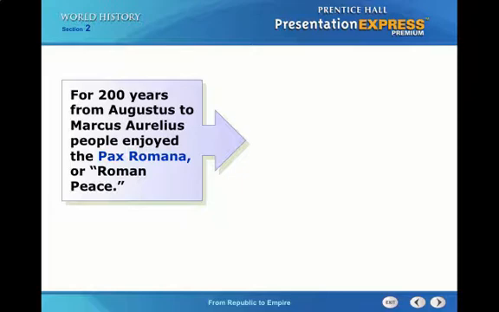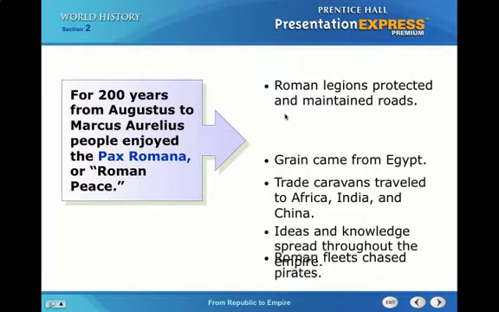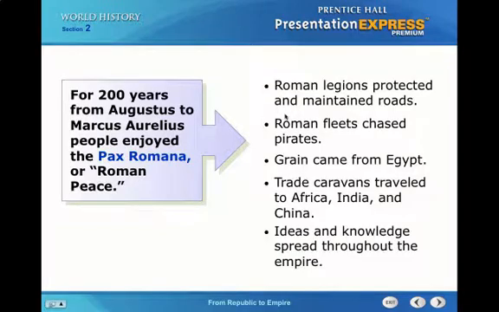It's just craziness. So despite that, from Augustus to Marcus Aurelius, there's this period of Roman peace, the Pax Romana. And it's during this time that Roman legions protect and maintain roads. Roman fleets are chasing away pirates, grain is coming from Egypt, trade caravans travel from Africa, India, and China. Ideas and knowledge spread throughout the empire. So during this Pax Romana, trade and transportation and Roman armies freely flow. And as long as that's happening, things are pretty good in Rome.